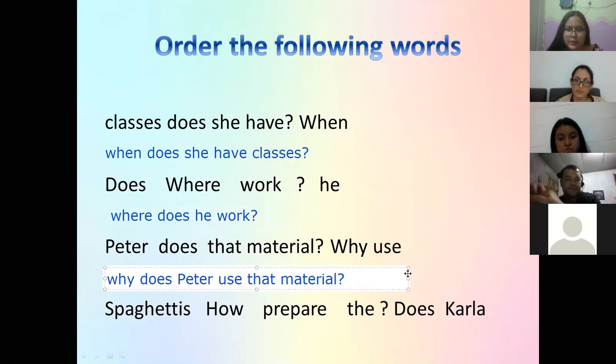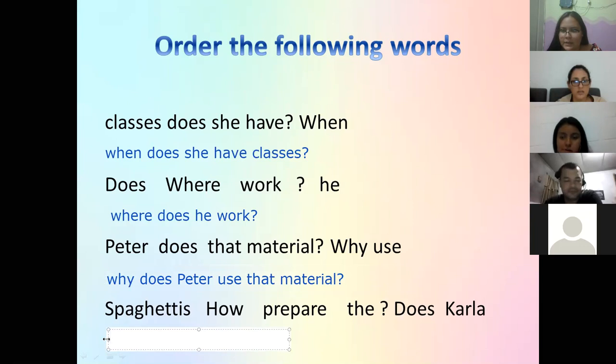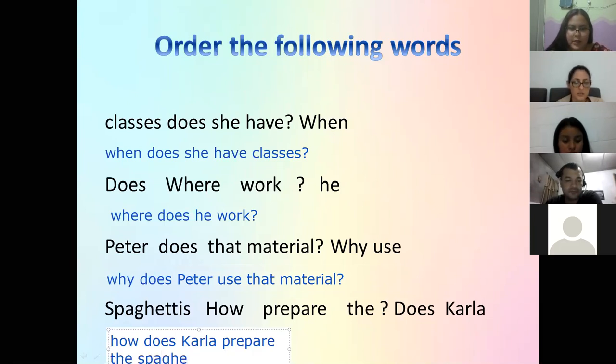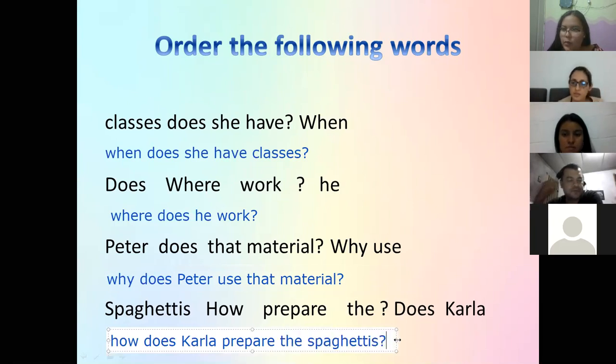And the last one. Look, spaghetti is how prepared they does Carla. What is it? What is the question? Tell me. How does Carla prepare the spaghetti? How does Carla prepare the spaghetti? Look, we're asking about what in this question? Places, people, time, a process? Process. A process, right? We're asking about the process on how to make spaghetti, how to prepare spaghetti.